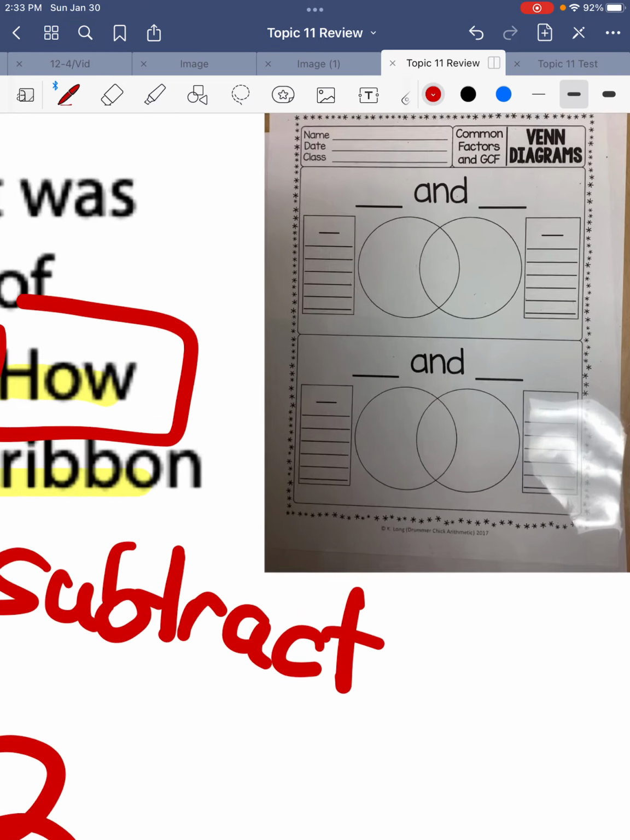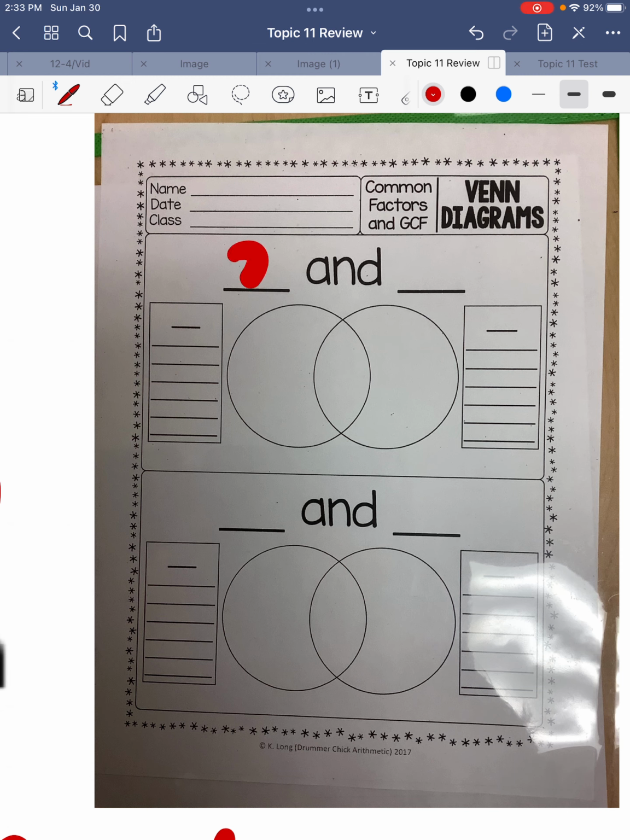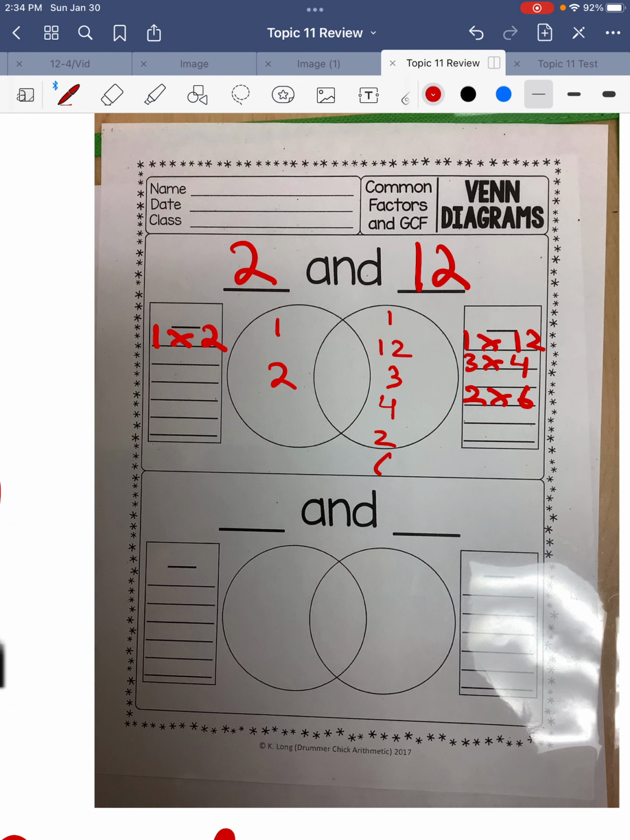I'm going to go into my mat. I'm going to put 2 here, 12 here. What two numbers can I multiply together to get 2? I have 1 and 2, and that's it. For 12, I have 1 and 12, 3 and 4, and 2 and 6. Okay, so now I'm going to put them in their circles. For 2, I have 1, 2. For 12, I have 1, 12, 3, 4, 2, 6.